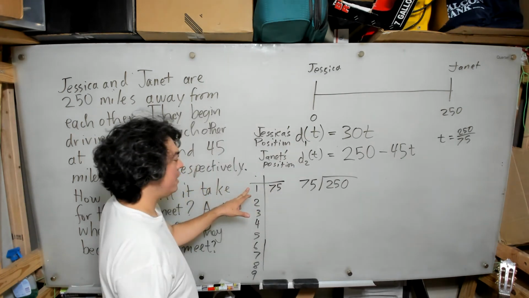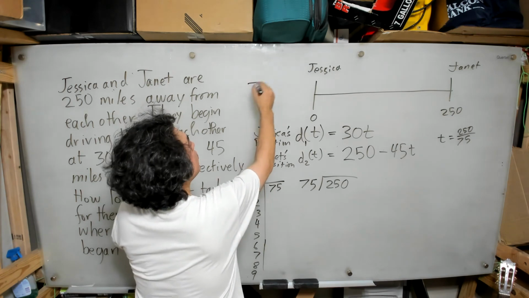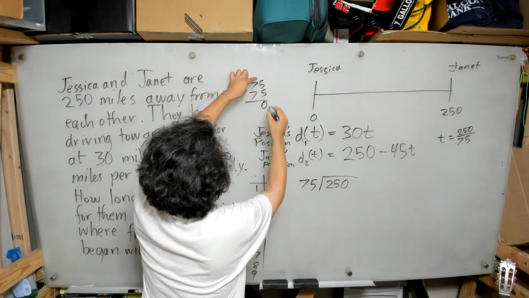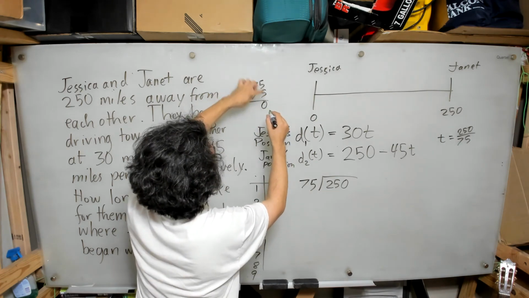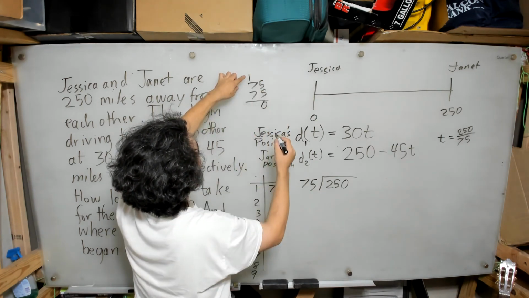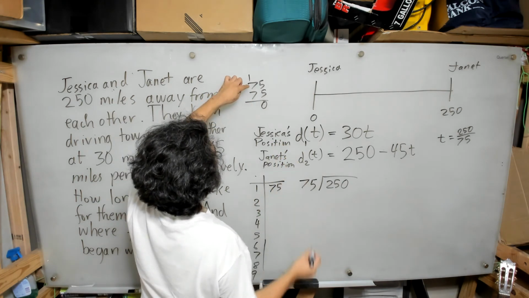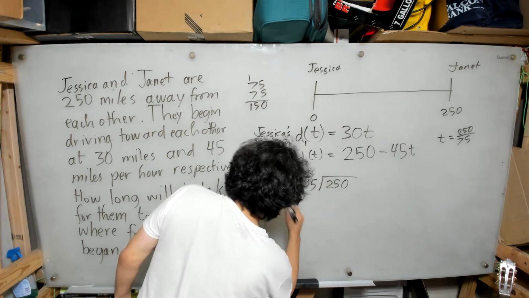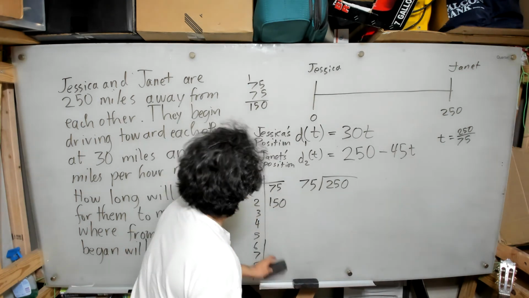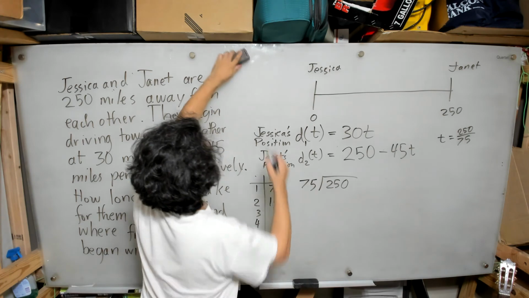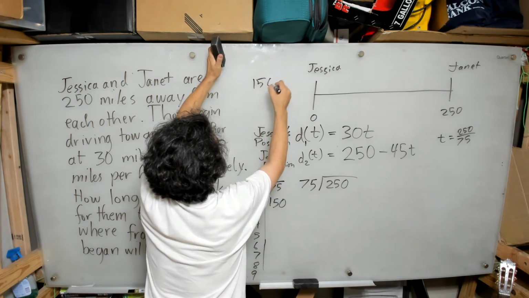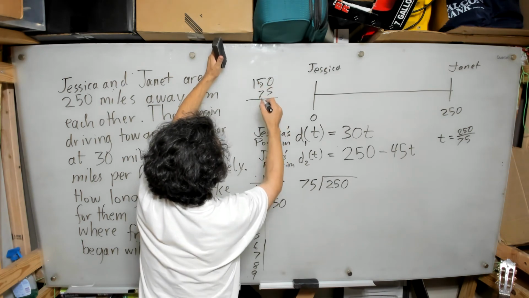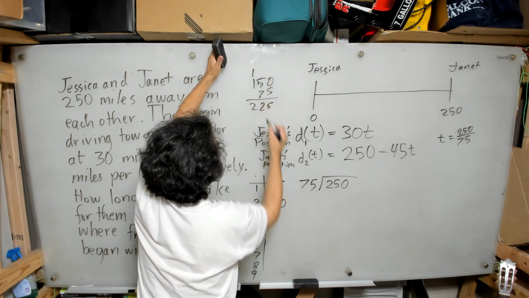And then if I add 75 to 75, 5 plus 5 is 10, so I bring down the 0 and carry the 1. 7 plus 7 is 14, I add 1, 15. So it's 150. Now, I'm going to add 75 to 150. 0 plus 5 is 5. 5 plus 7 is 12. I carry the 1. That's 225.